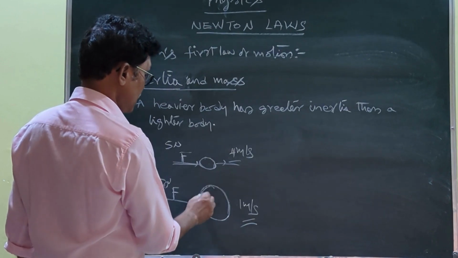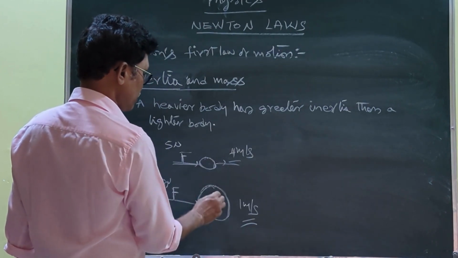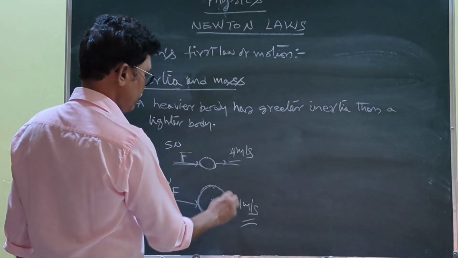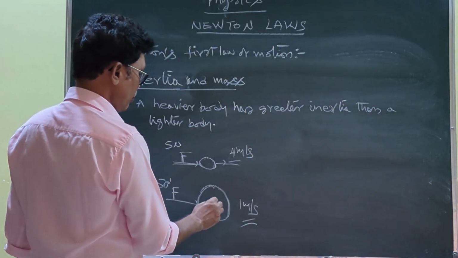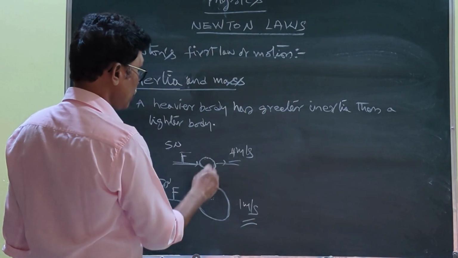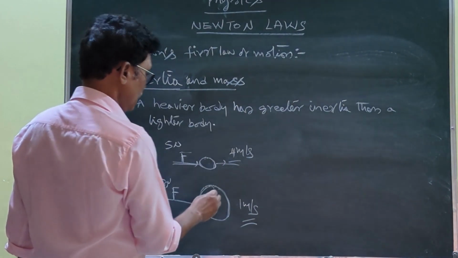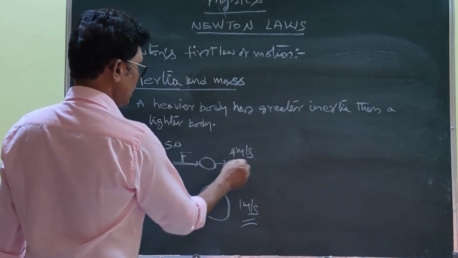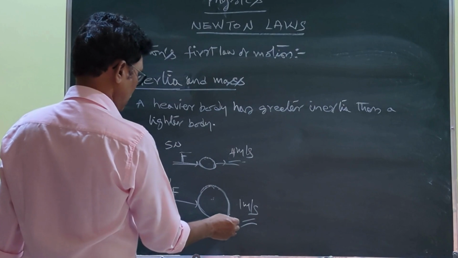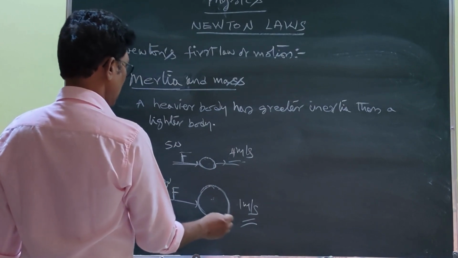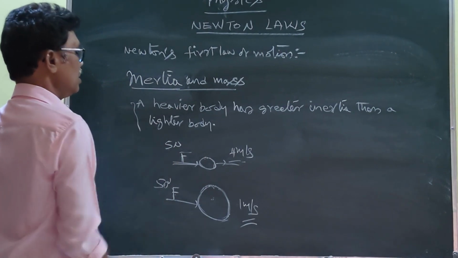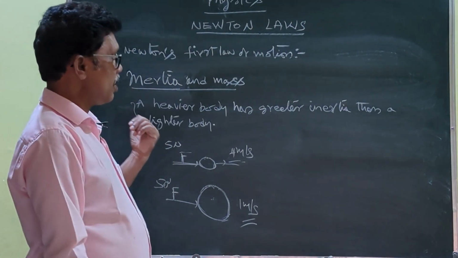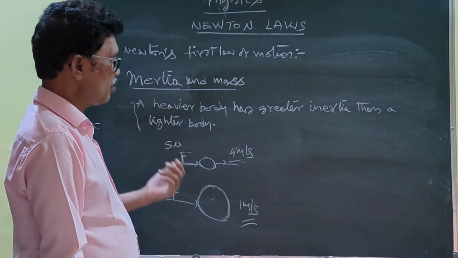Because this mass is heavier than this one. Hence, the heavier object's inertia is more than the lighter object's, so the lighter object gets more velocity than the heavier one. This is the meaning of that statement. So, inertia and mass, we can take so many examples.